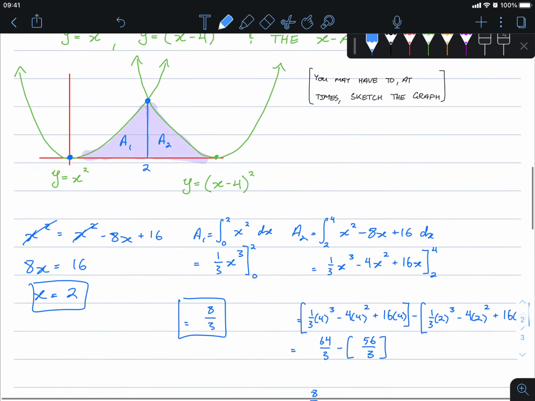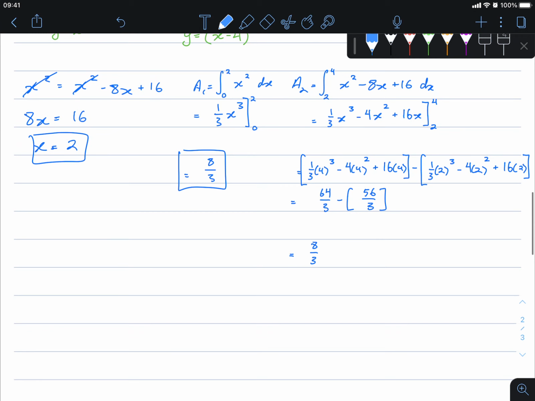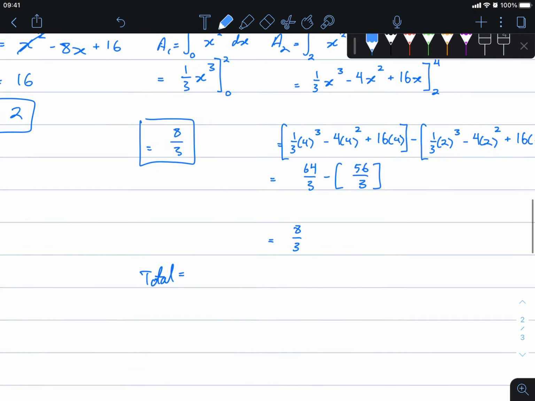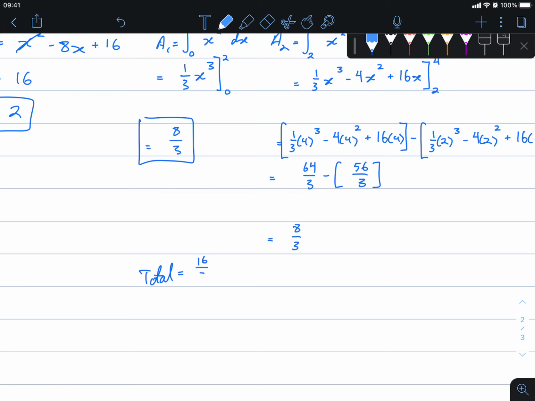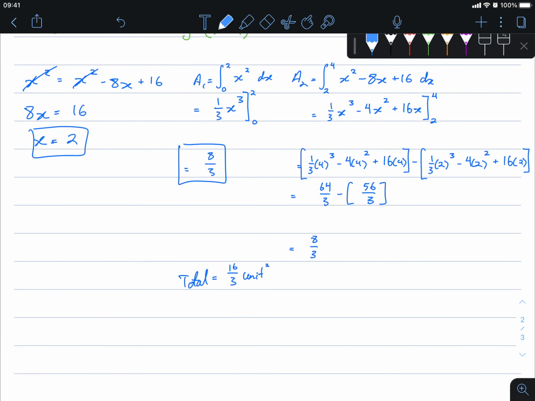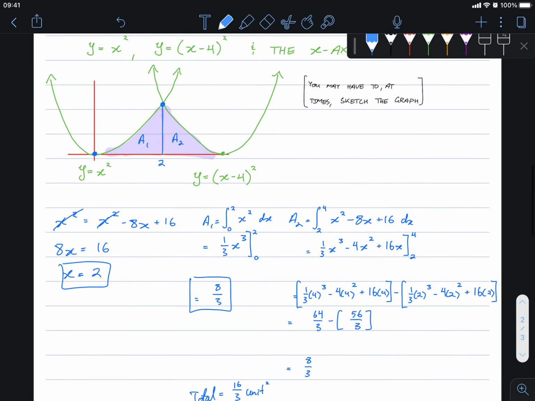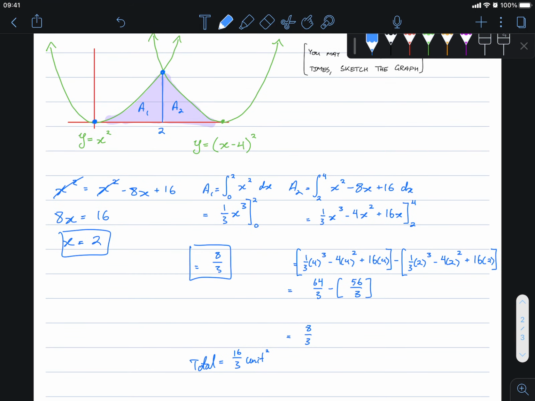Now to find the total area of the entire thing, it's just a matter of adding both of them. So the total area is just 2 lots of 8 on 3, which is 16 on 3 units squared. That's the first example on calculating the area between two functions using the sum of two integrals. Hope to see you in the next video where we do lots more examples, and best of luck.